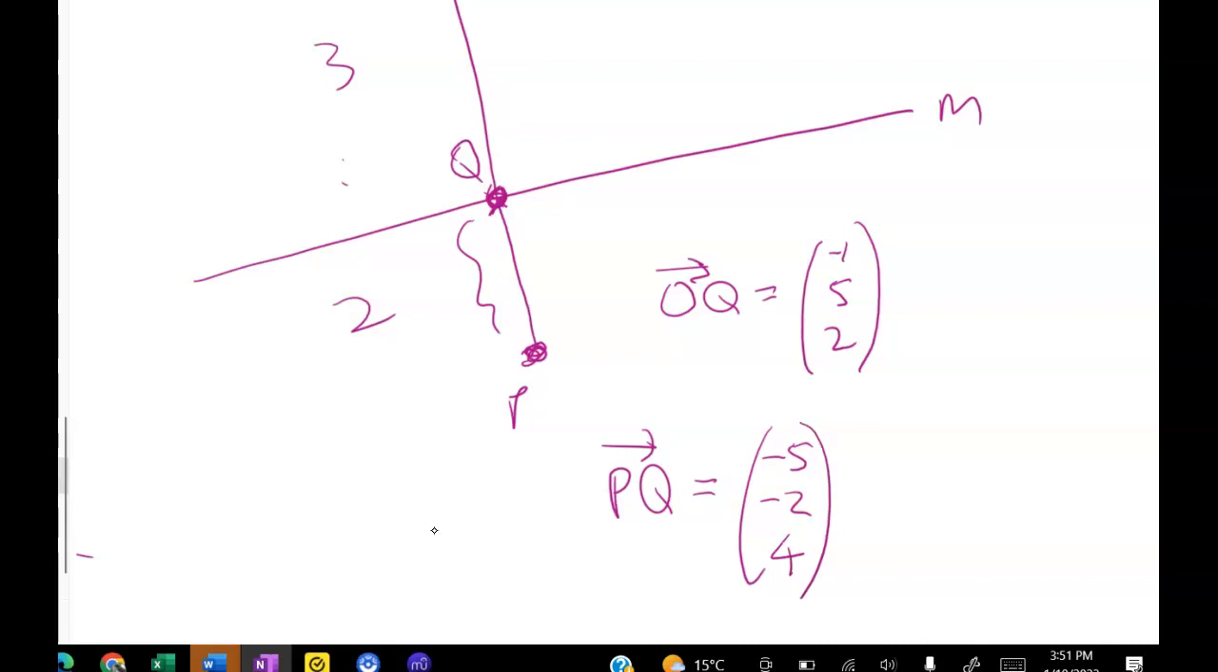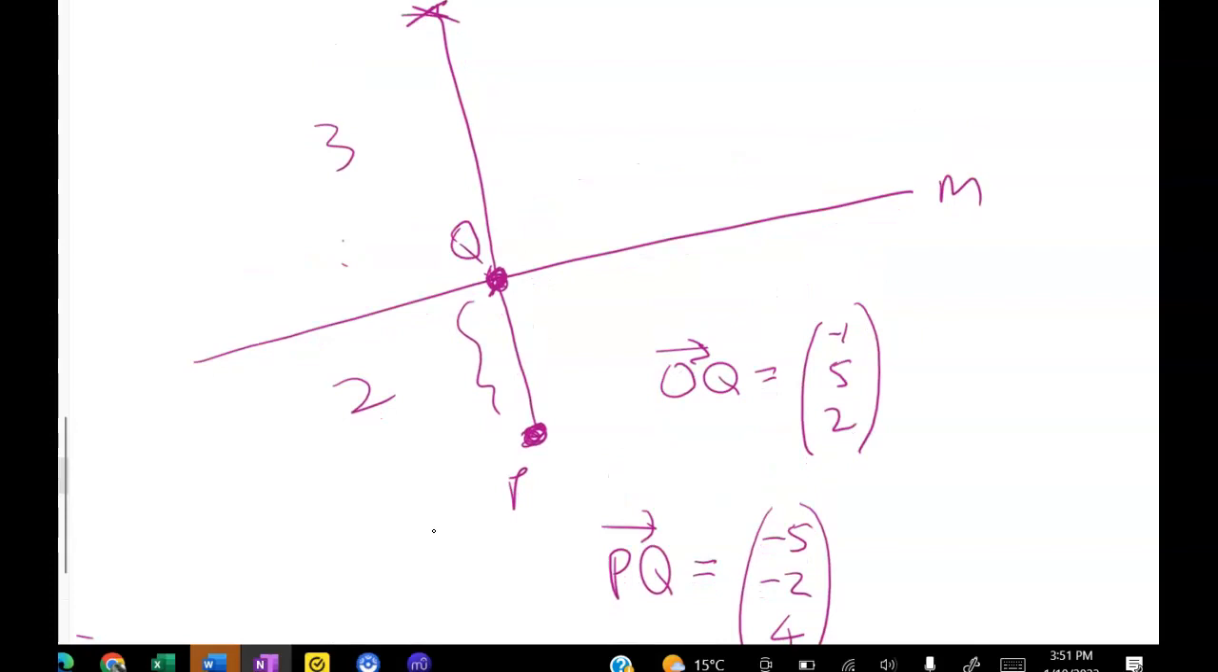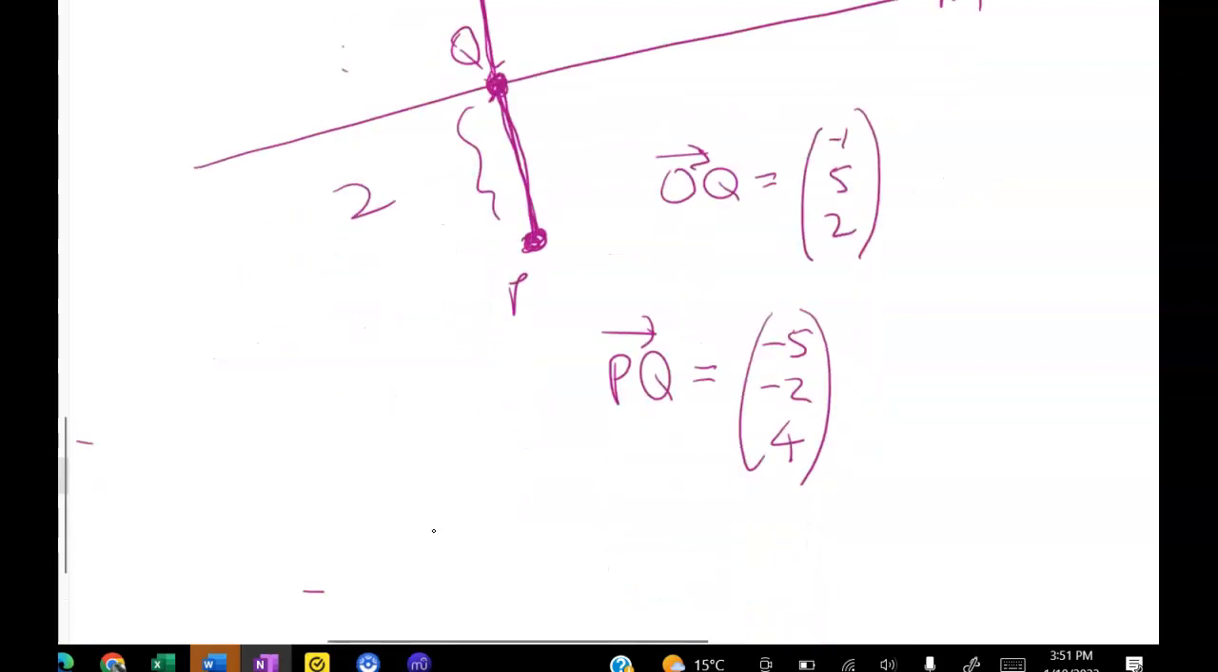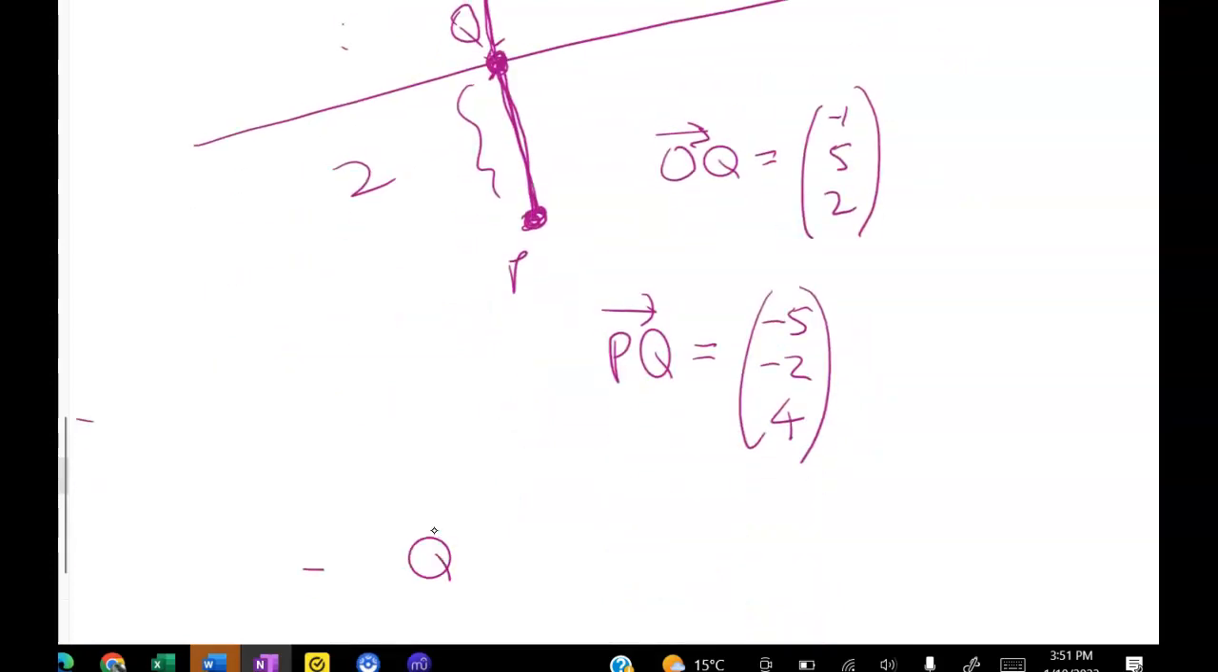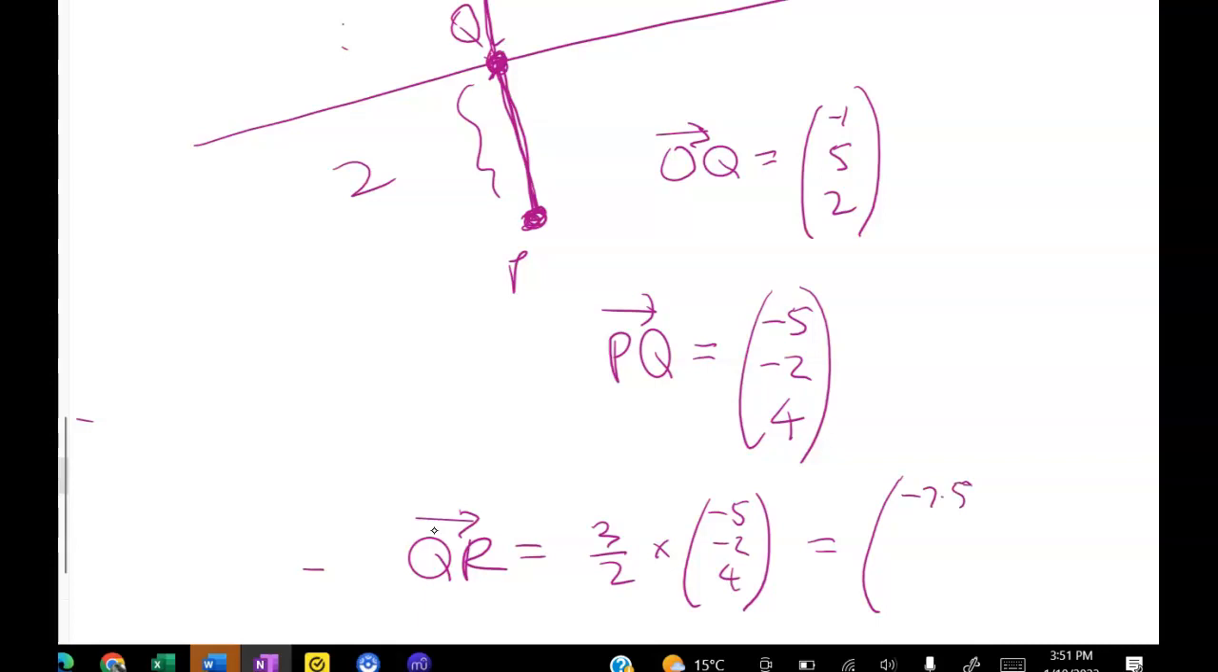Now, I don't ever actually have to work out how long that line is. All I've got to do is say that from here to here gets me from P to Q, and I need to keep going along in the same direction, but I need to go a bit further. So from Q to R is going to be 1.5 times, or 3/2 times, that vector from P to Q. If you don't draw this and visualize it, I think it's quite hard to see that. But it's pretty easy once you've done that. We get (-7.5, -3, 6), right? I'm just taking each of these components and timesing them by 1.5.